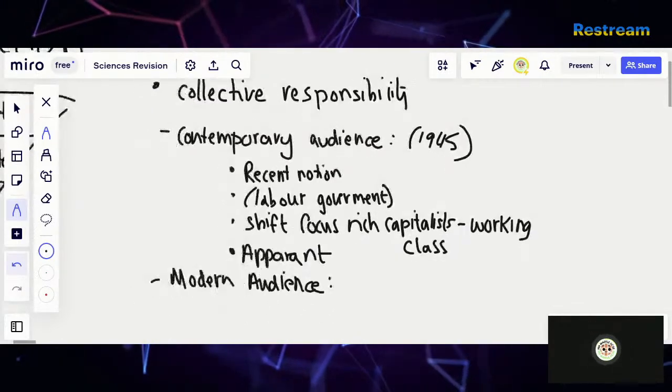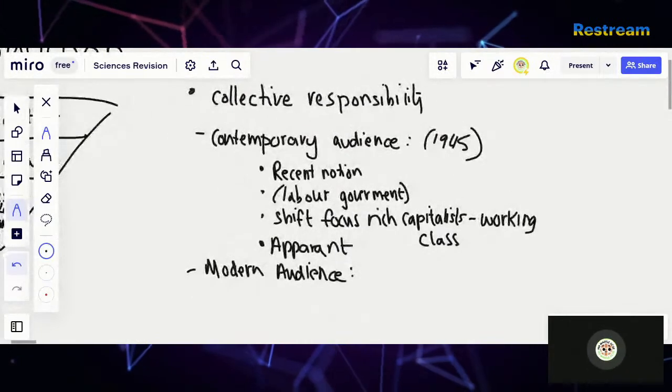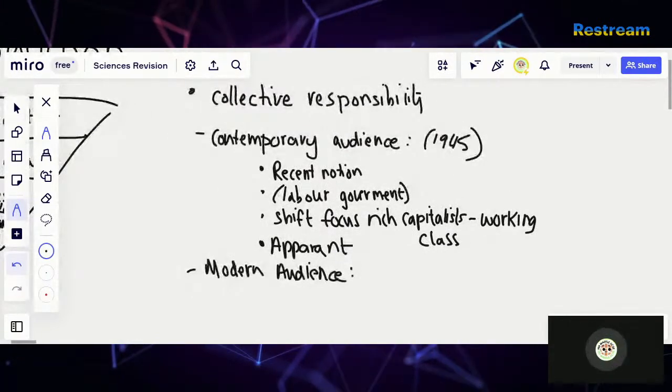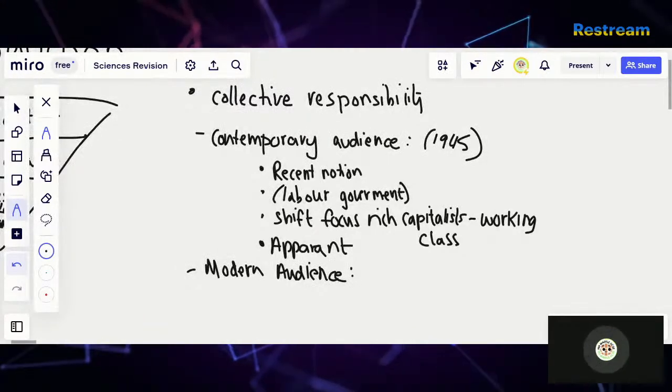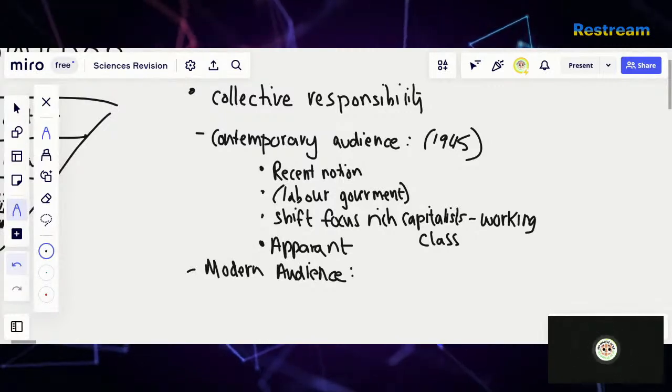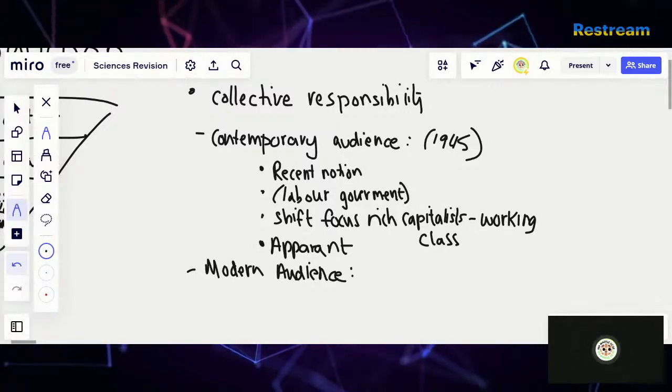Well, that is up to you to decide. So you can choose where you want to go with this. What does it mean for us as a collective? What does collective responsibility mean for us as a modern audience now? You could say perhaps we are a bit out of touch with the notion.